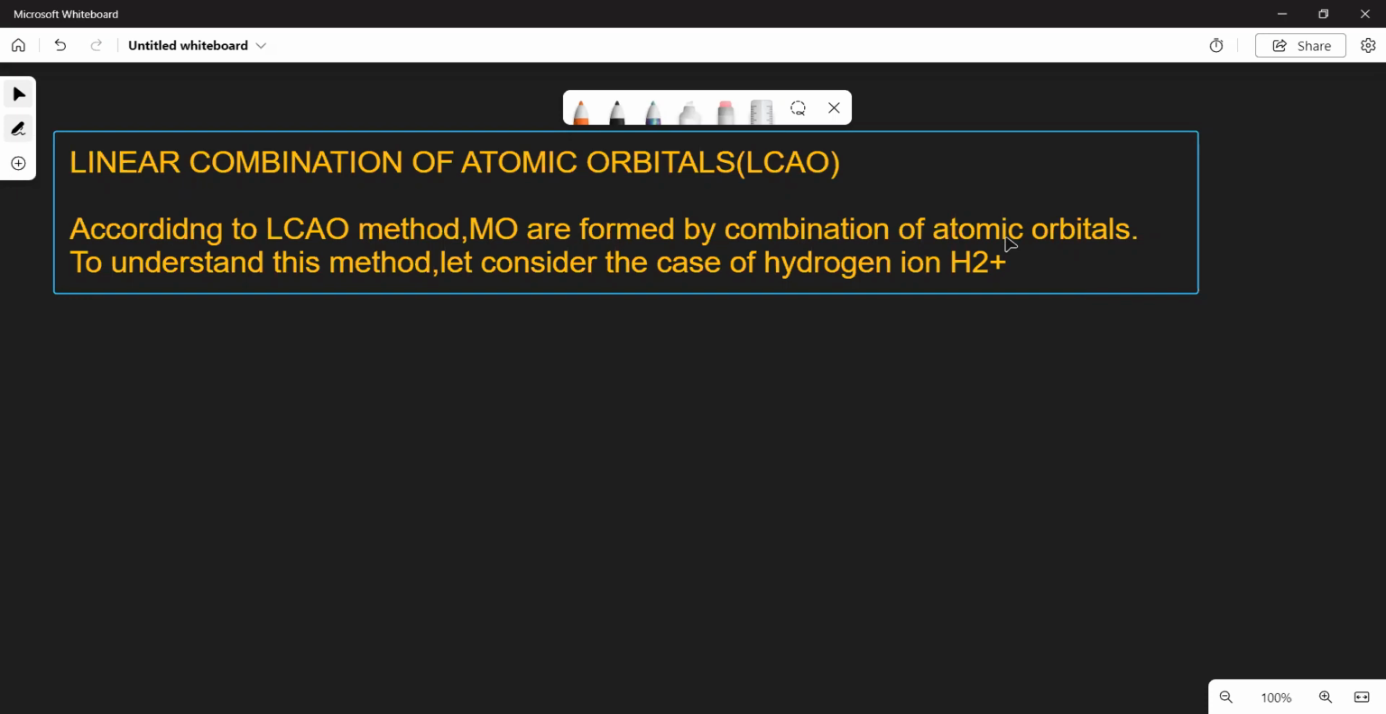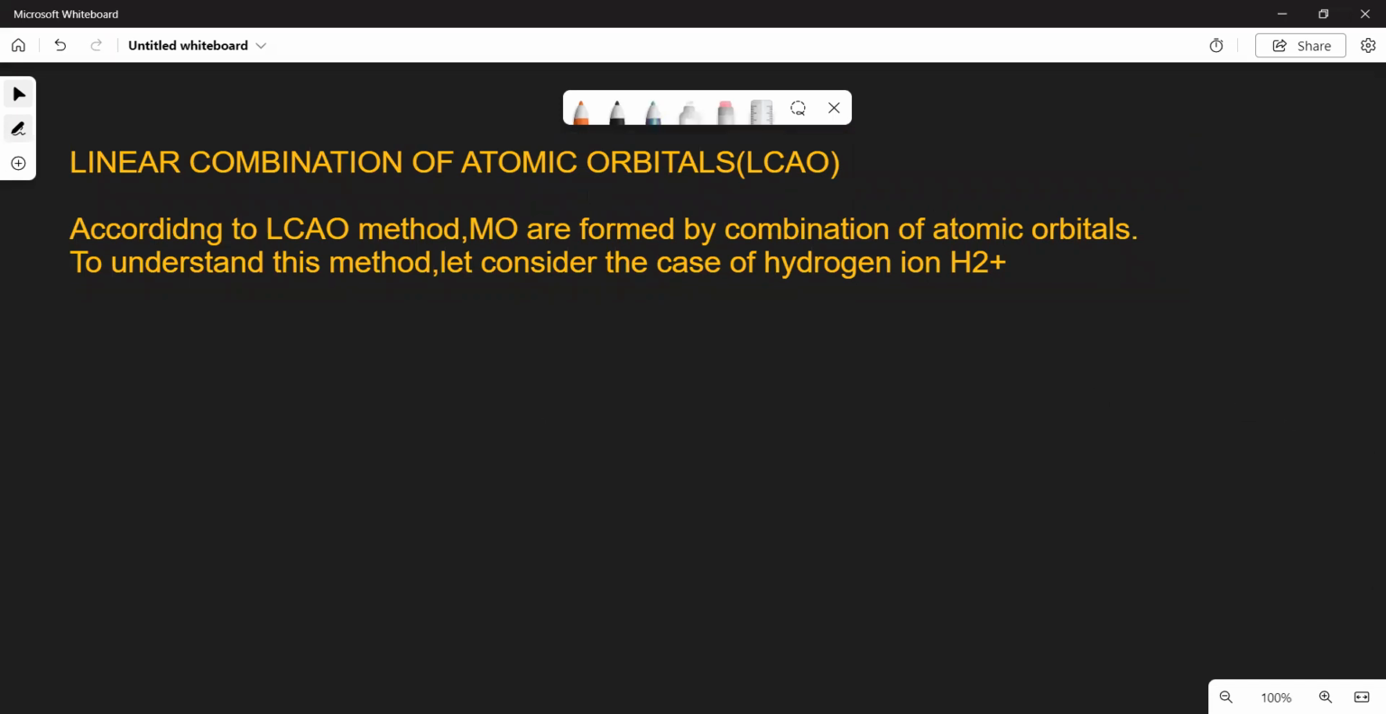We know that according to the linear combination of atomic orbitals, molecular orbitals are formed by the combination of atomic orbitals. Suppose we have two atomic orbitals. When these two atomic orbitals overlap or combine, they form two molecular orbitals. One molecular orbital is of lower energy, which is known as the bonding molecular orbital, and the second one is of higher energy, which is known as the anti-bonding molecular orbital.